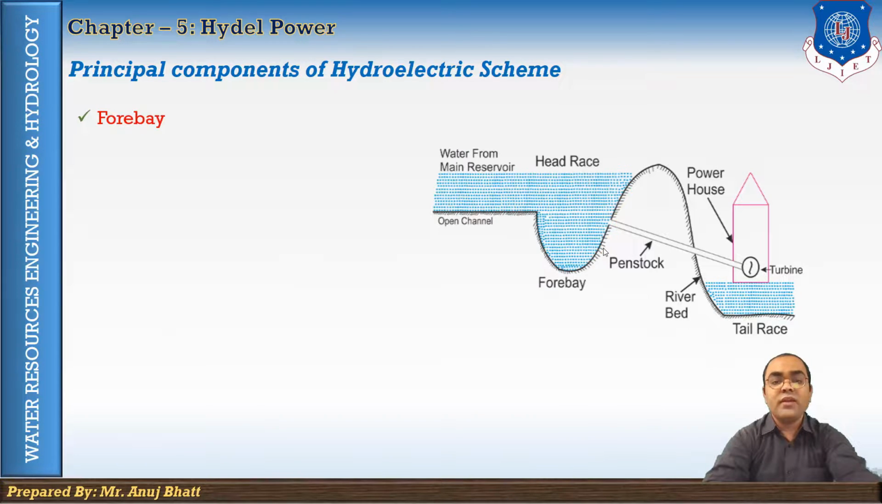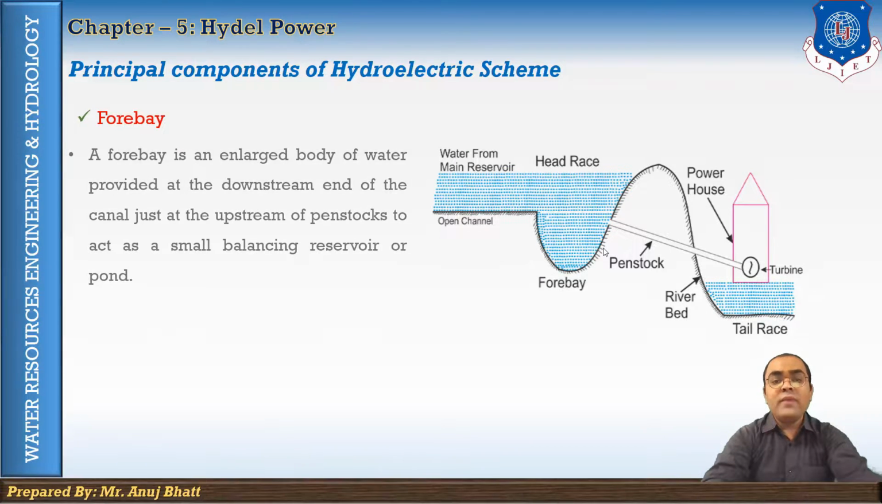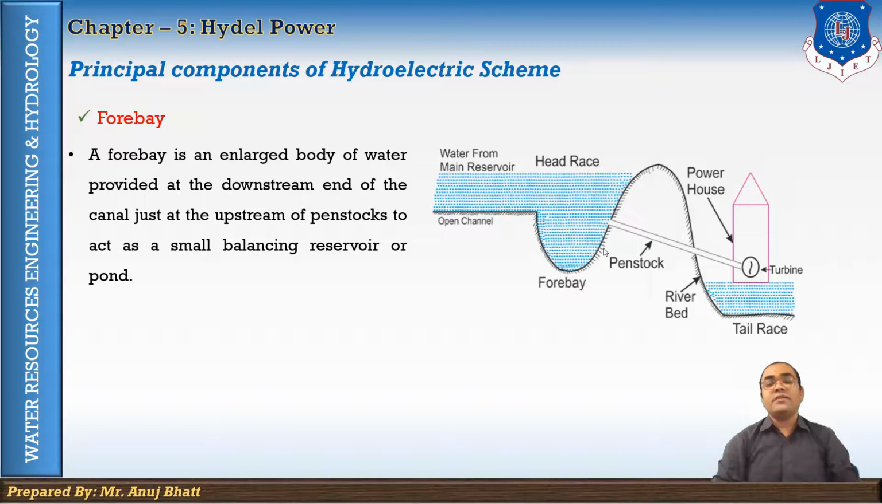If we talk about the forebay, a forebay is an impounded body of water provided at the downstream end of the canal, just upstream of the penstock. The main use is to act as a small balancing reservoir or pond. A forebay is required in the case of run-off river plants at the upstream of the weir. In the case of a storage plant, it is required only when the powerhouse is located away from the dam and the water is conveyed to the powerhouse through a power canal.